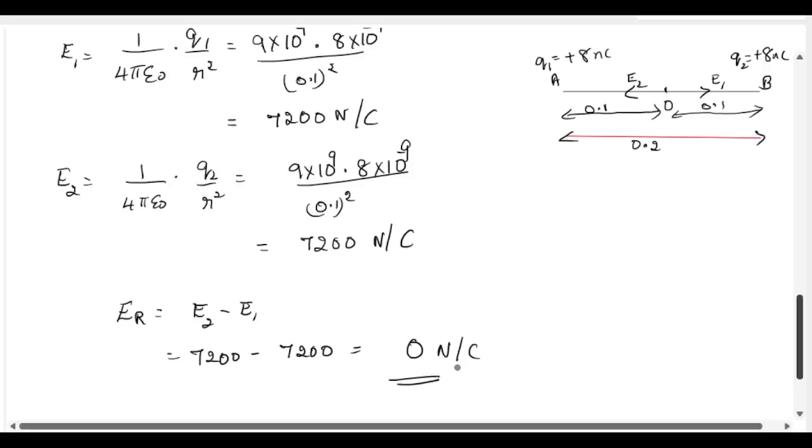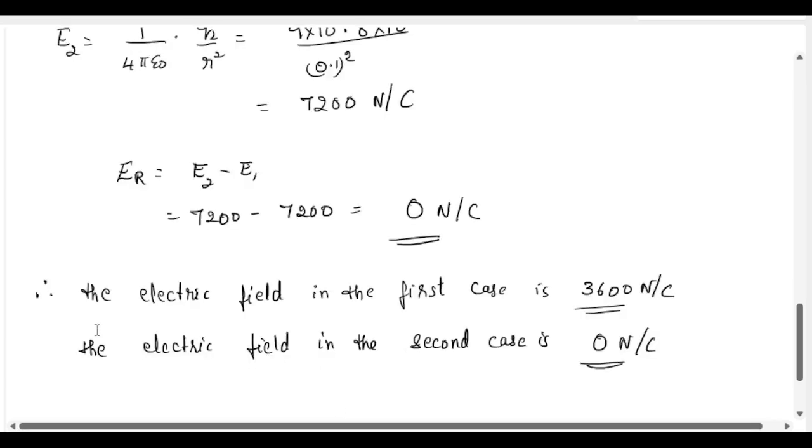So the resultant electric field when the 4 nanocoulomb charge is replaced by 8 nanocoulomb charge, since both the charges are equal, will be 0. This is the answer for the sub question. Therefore, the electric field in the first case is 3600 Newton per Coulomb, and in the second case, when the 4 nanocoulomb charge is replaced by 8 nanocoulomb charge, the electric field will become 0 Newton per Coulomb. This is the answer.